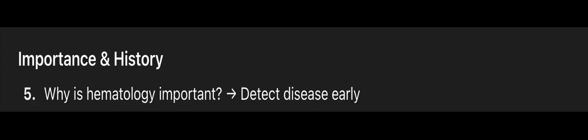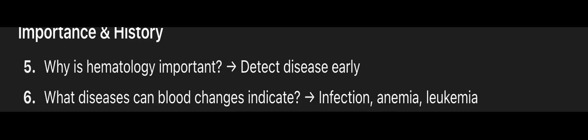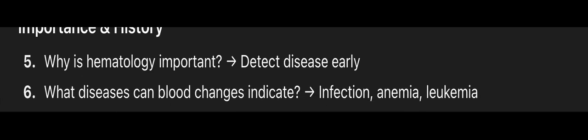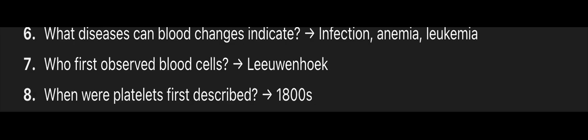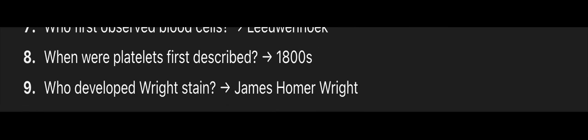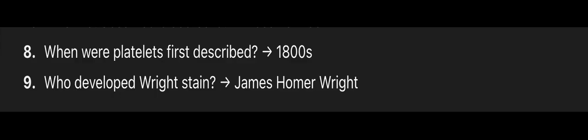Why is hematology important? It can detect disease early. What diseases can blood changes indicate? I'm looking for 3 answers here. Infection, anemia, and leukemia. Who first observed blood cells? Leeuwenhoek. When were platelets first described? 1800s. Who developed Wright stain? James Homer Wright.